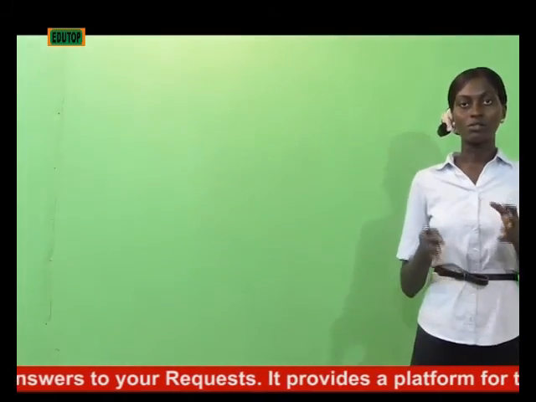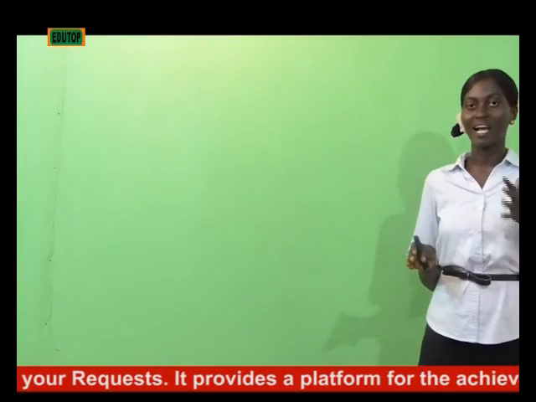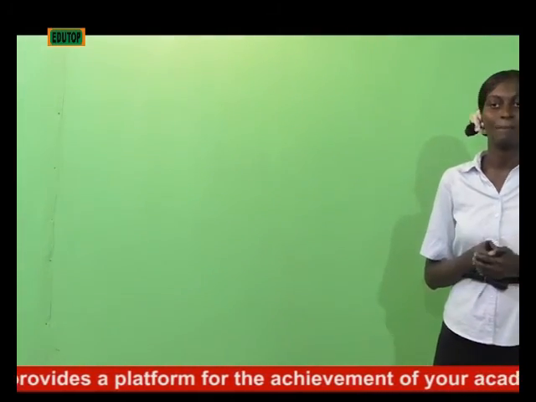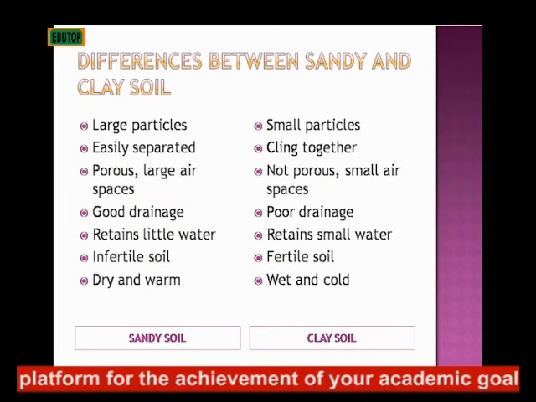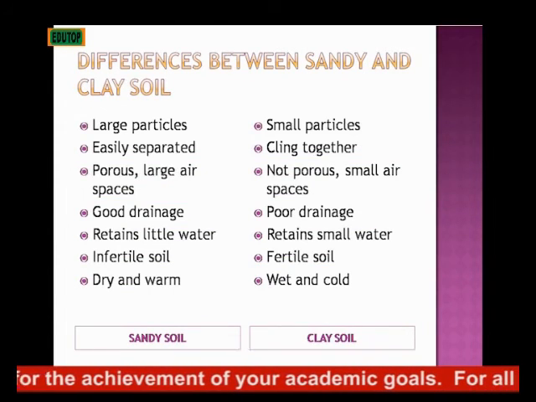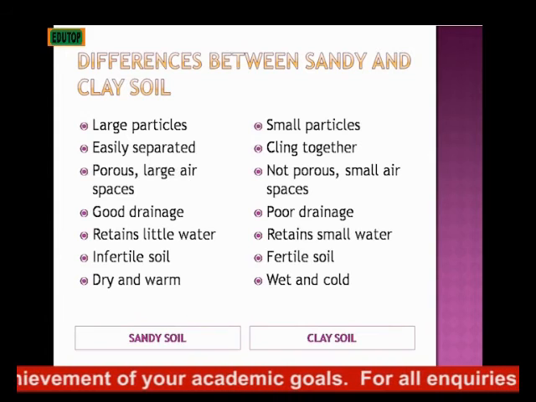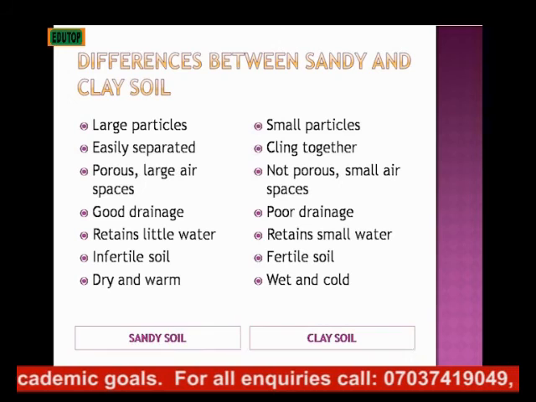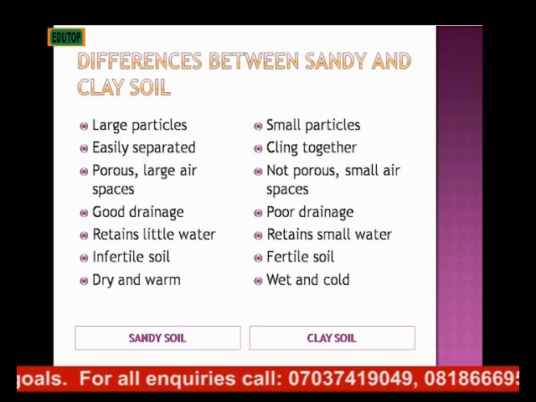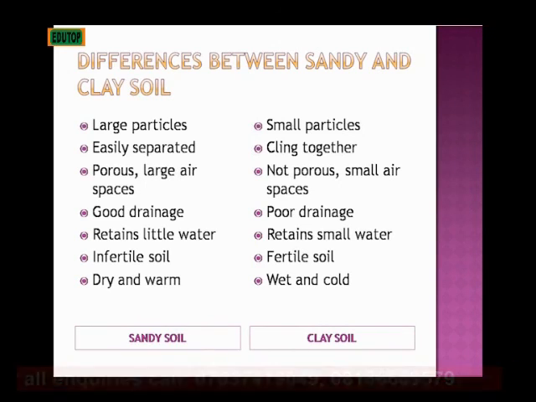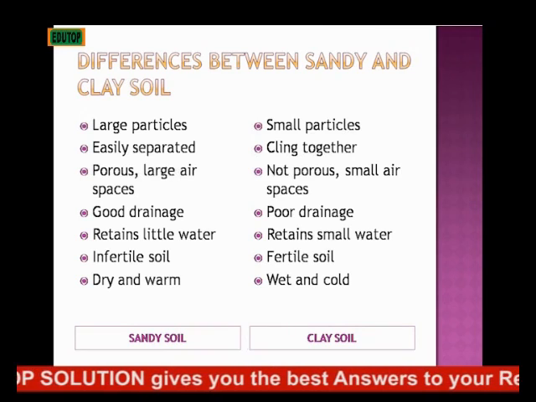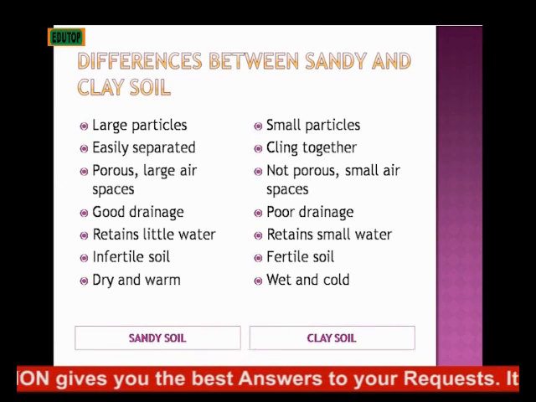So now I want to compare the differences between the clay soil and the sandy soil. What differences do we have in them? Sandy soil has large particles, I mentioned that earlier, while clay soil has very small particles. Then sandy soil is easily separated, they don't stick together. But clay soil particles cling together and form lumps. The sandy soil is porous, and it has larger spaces, so that accounts for the reason they don't lump together. But the clay soil is not porous, it has small air spaces, so that's why they lump together.